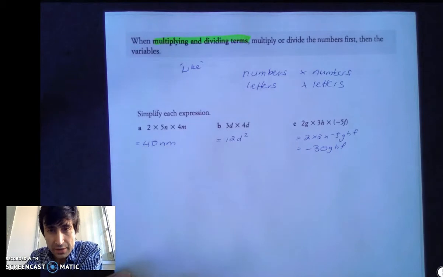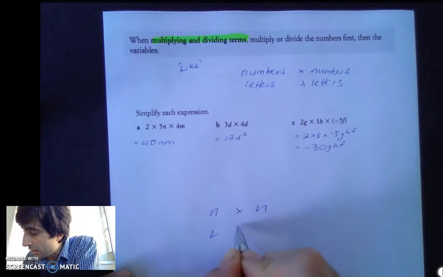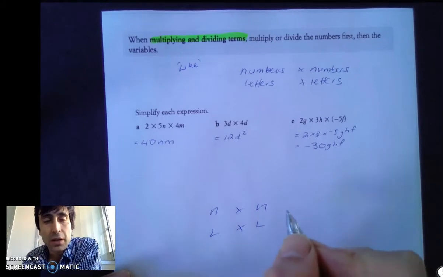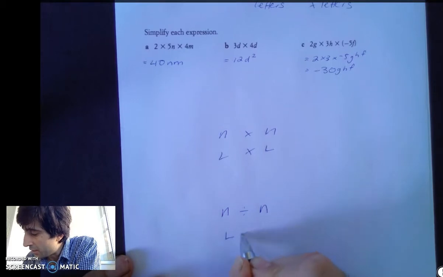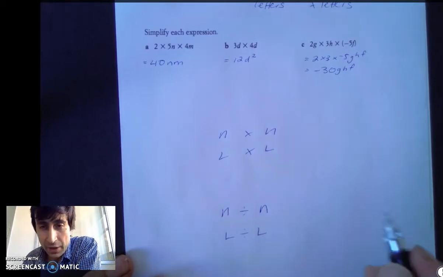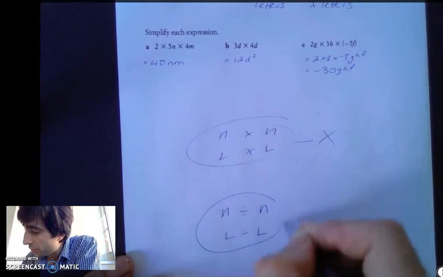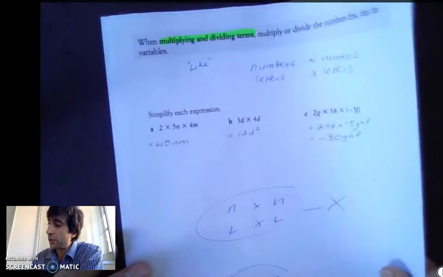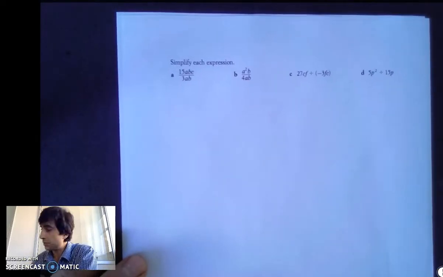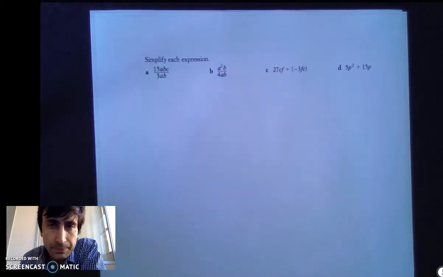But the thing is, it's not just numbers times numbers, letters times letters. It's actually numbers divided by numbers, letters divided by letters as well. So it's not just for times, it's for divide as well. So let's have a look at a couple of divide ones. Now, there's a little bit of a thing here.